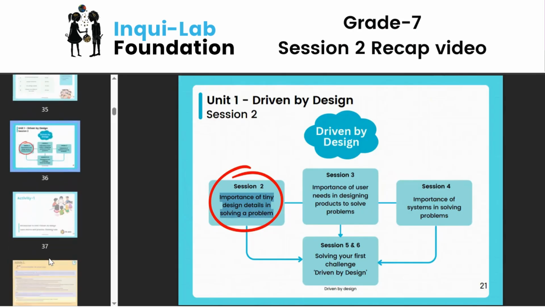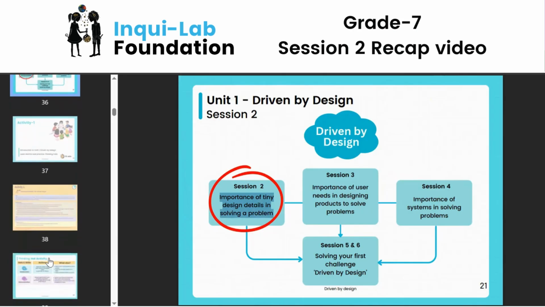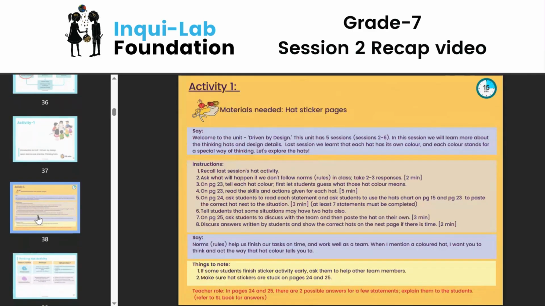Then, quickly before we start about activities, remember how to use the narrative page. Here you have the materials needed, which are the hat sticker pages for activity 1. And the purple part is where you can use to say in your classroom. The top one is to begin the activity and the bottom one is to end the activity. And this part is used for knowing how to conduct the session.